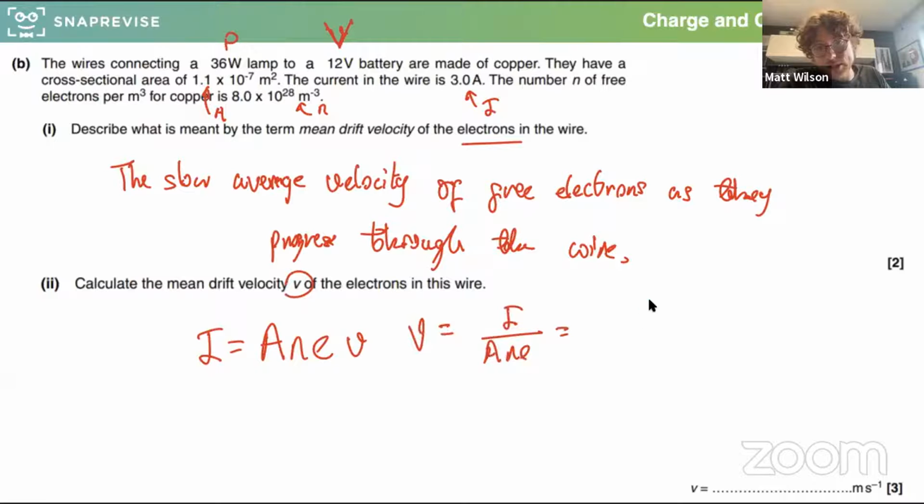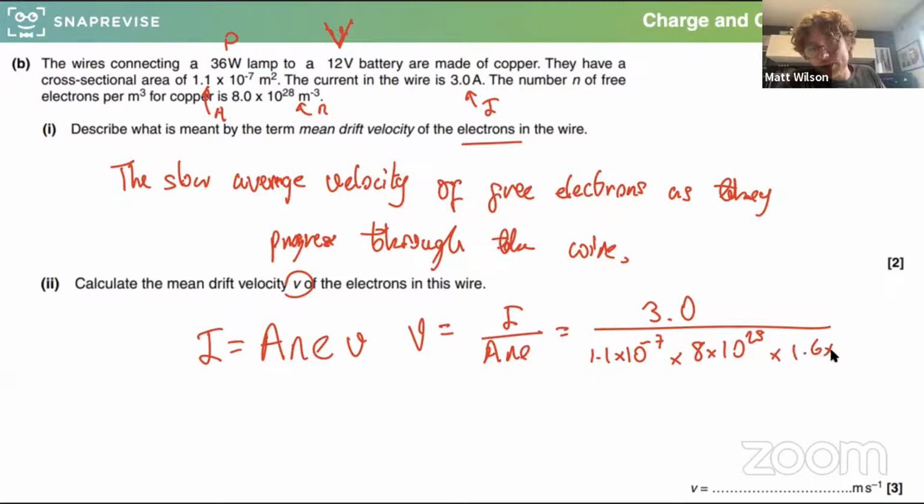Do we know the current? Yes, they told us it's 3.0 amps. Do we know the cross-sectional area? Yes, it's 1.1 times 10 to the power minus 7. Do we know the number of free electrons per meter cubed? Yes, it's 8 times 10 to the 28. That's a massive number. Do we know the charge of an electron? Yes, we always know that. 1.6 times 10 to minus 19. They didn't give us it in the question, but it will be in the formula book, and that's really one that you should memorize anyway. Good, okay.